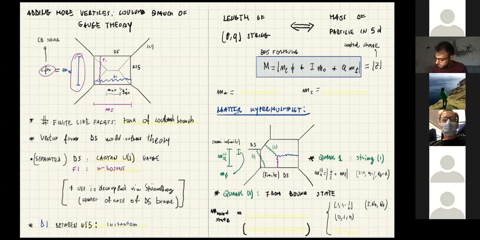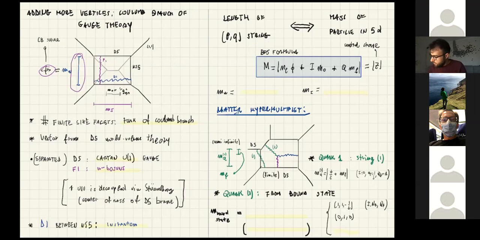In this case, one instanton. So this will be an instanton. And now we can compute the masses of this particle by computing the length of the string on these webs. So the length of the string can be expressed in terms of this BPS formula.